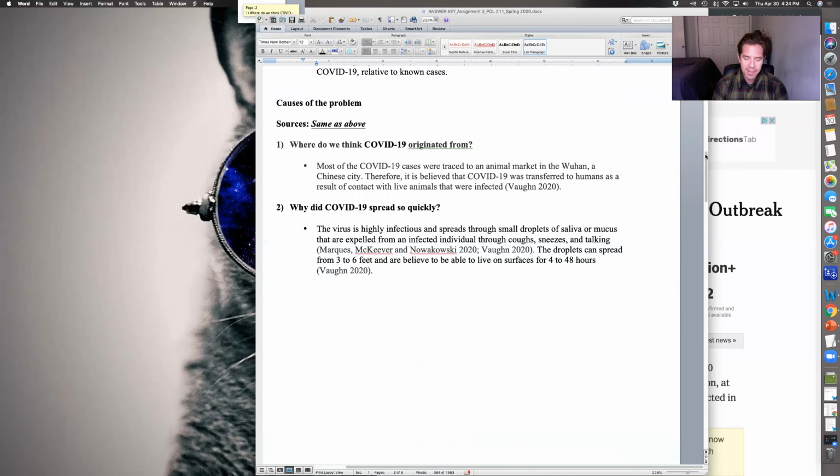Why did COVID-19 spread so quickly? And the articles don't get exactly into this specific answer. But again, I want you to be thinking, and this is just to think about what the causes are, right? The problem is this global pandemic, right? This global pandemic that can have fatal implications for people. It can be particularly fatal and serious for people with certain conditions.